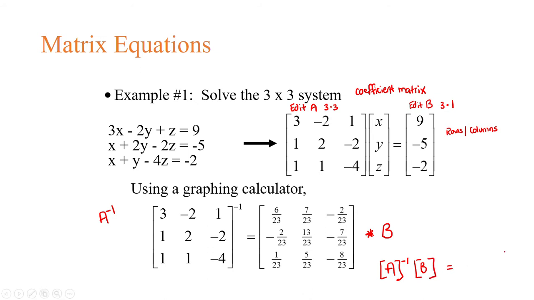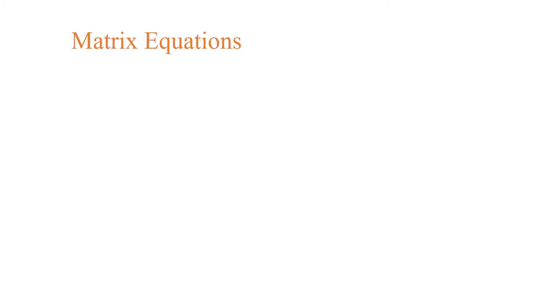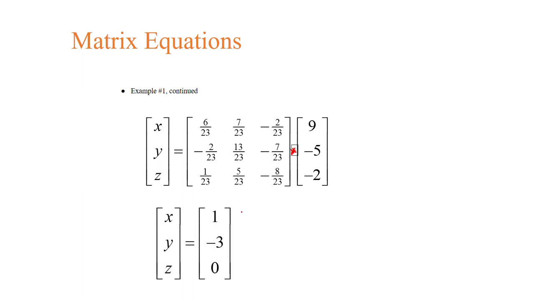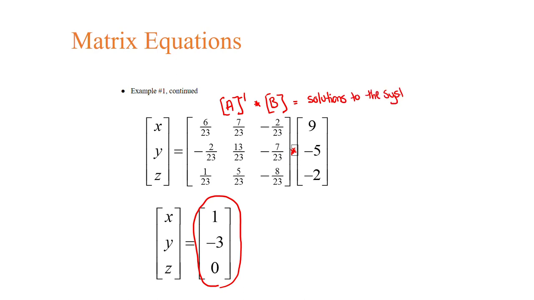Now, if you do all this, I'm going to show you the answer on the next screen. You should have this. This means multiply by B. And you should only see this right here. So after we did our inverse of A times our B, they're just showing you what those values are. You get the solutions to the system. That was pretty easy, wasn't it?